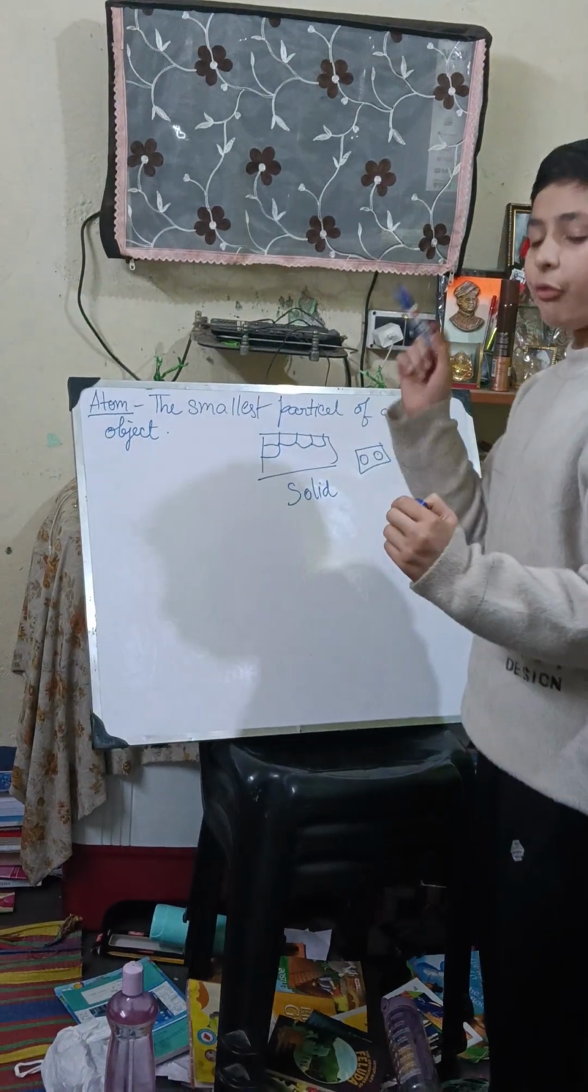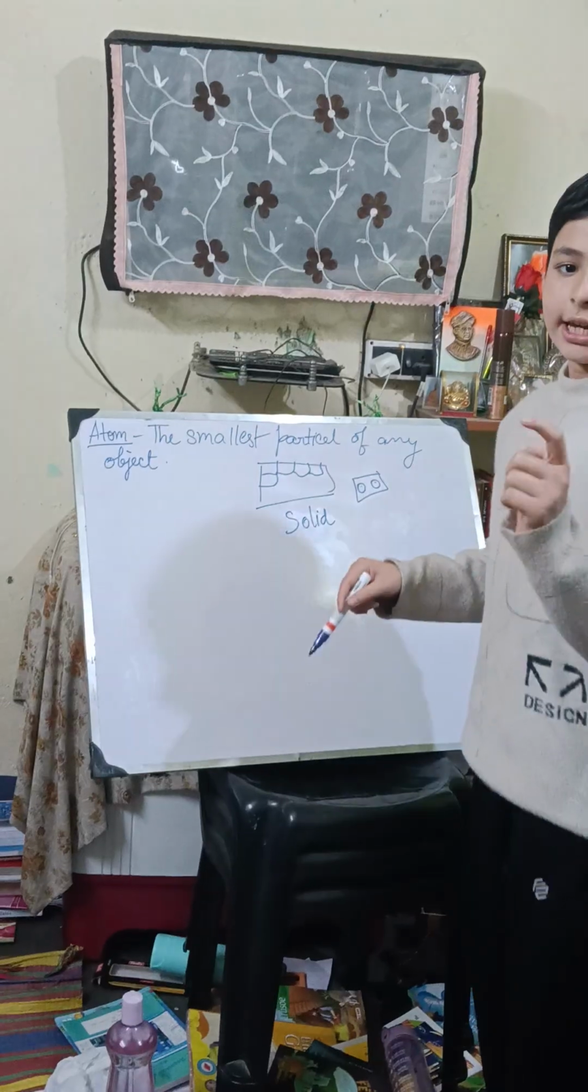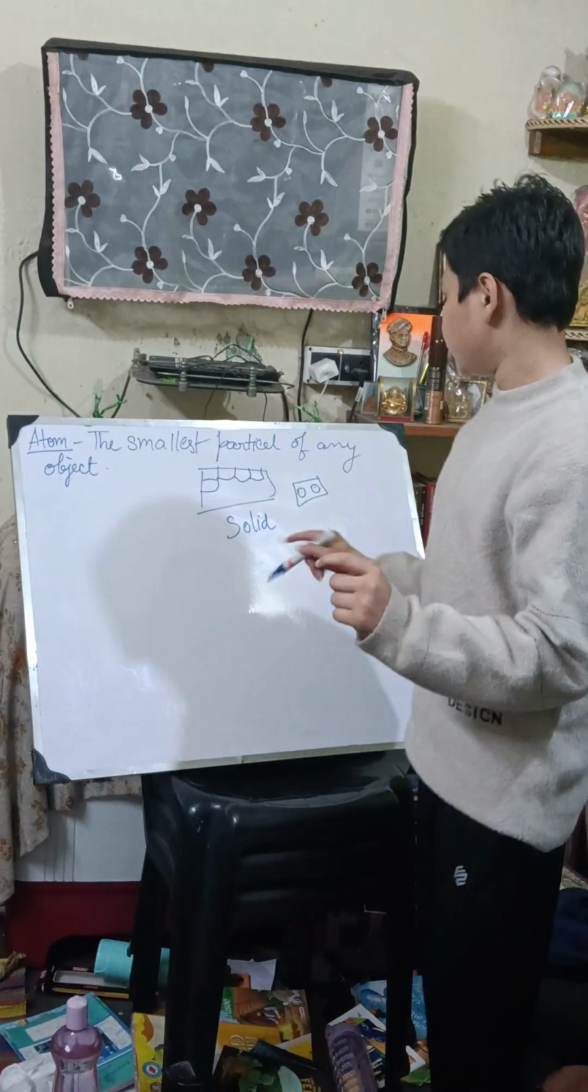This is the smallest particle of this pen, which is the atom. It was discovered first by an Indian scholar in 18,000 BCE, whose name was Kanad.